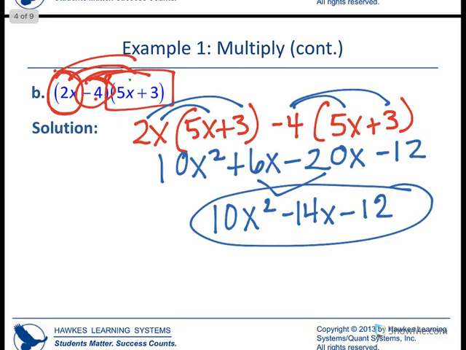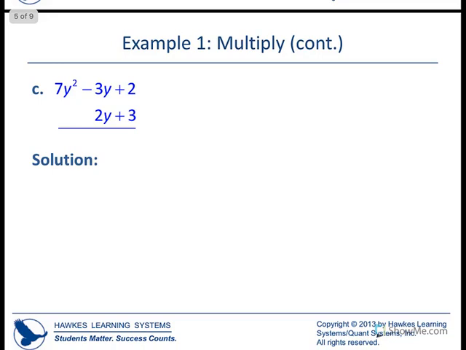Okay, so let's look at a different type of problem. We're going to do it the same way, where you're going to multiply each of the terms together. So when you look at this, you're going to multiply everything. So I'm going to take the top term, right? And I'm going to multiply everything by 3 up here. And then I'm going to take this, do the same thing, but multiply everything by 2y.